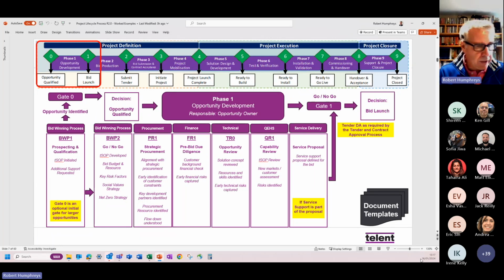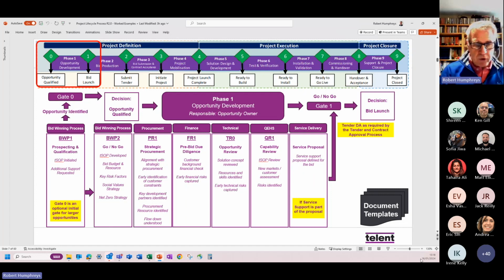all around the bid winning process, and the opportunity owner putting together a case to say that this is actually worth chasing, right the way through to actually we want to bid it, so we need to make sure that we've got not only the bid process in place, but also we've got procurement lined up, we've got finance have done their bit on due diligence, we've got the technical team lined up, we've got QHS on board with it, and we've got service delivery on board.